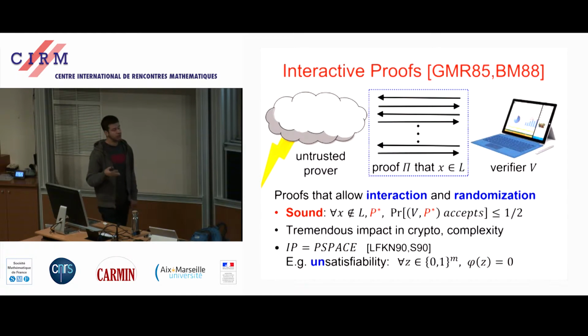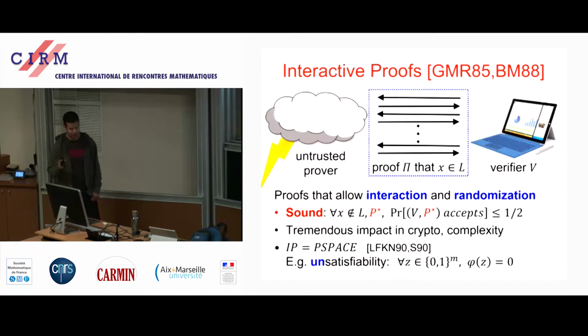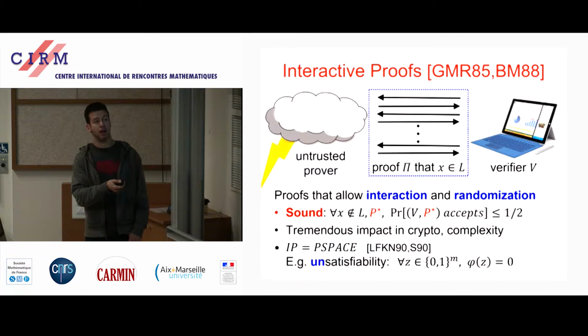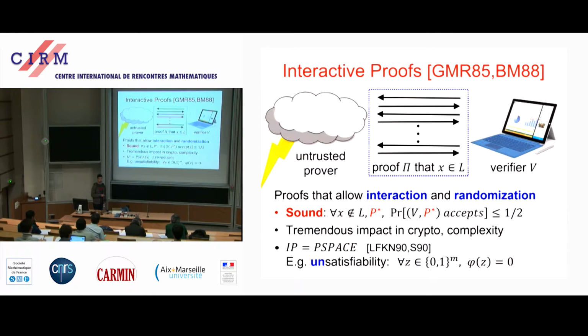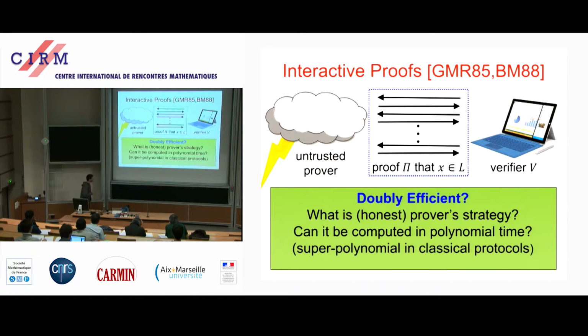And indeed, we know that unless the polynomial hierarchy collapses and our worldview in theoretical computer science is very wrong, we know that there's no NP proof system for unsatisfiability. It's a co-NP complete problem. But what the IP equals PSpace theorem shows is a proof system, an interactive randomized proof system that can be used to convince a verifier of the unsatisfiability of a formula. And I'll actually show you that proof system later in the talk.